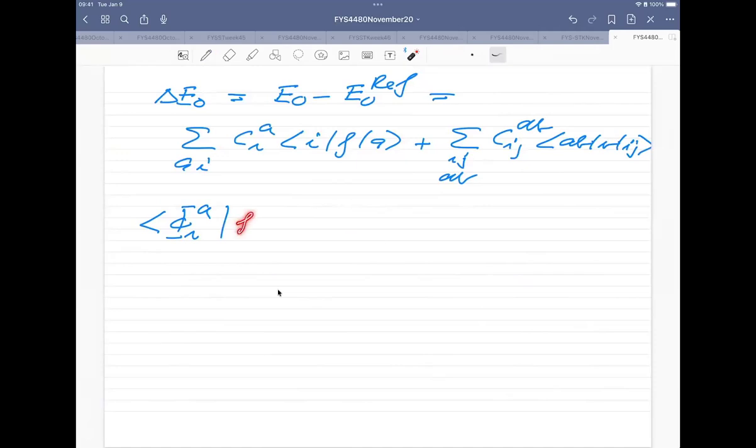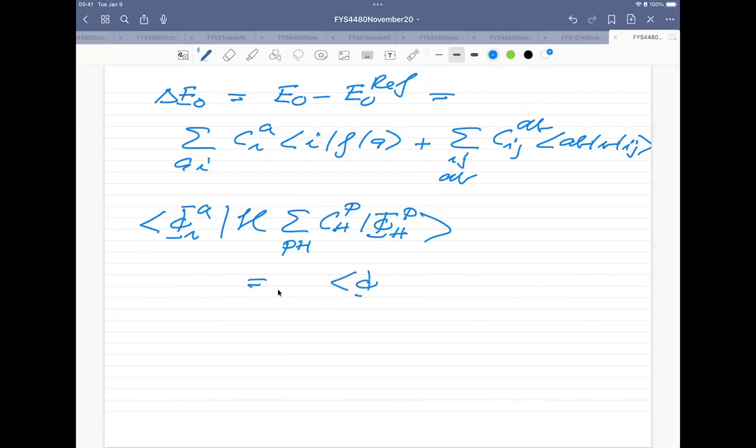So we are taking the Hamiltonian H, and then we have the sum of a particle hole, including the ground state ansatz. Like that. And this is equal to the term phi of IA. And then we have E0. And then we end up with the term here, which is simply a sum over PH. And then we have a CH of P of phi H of P.